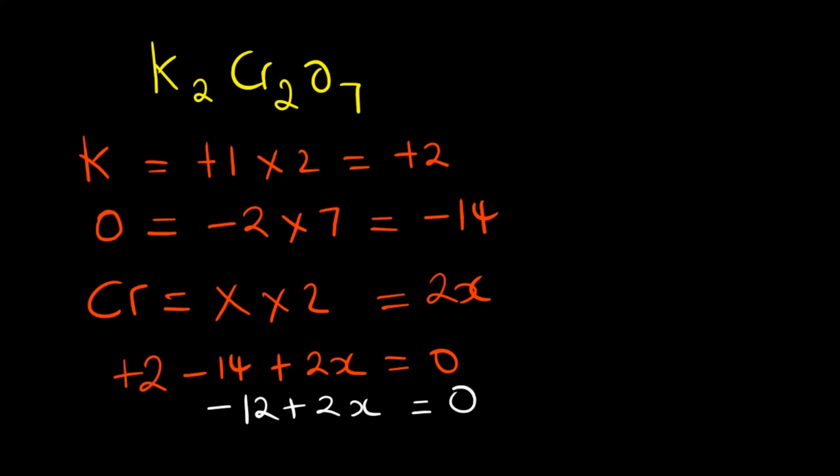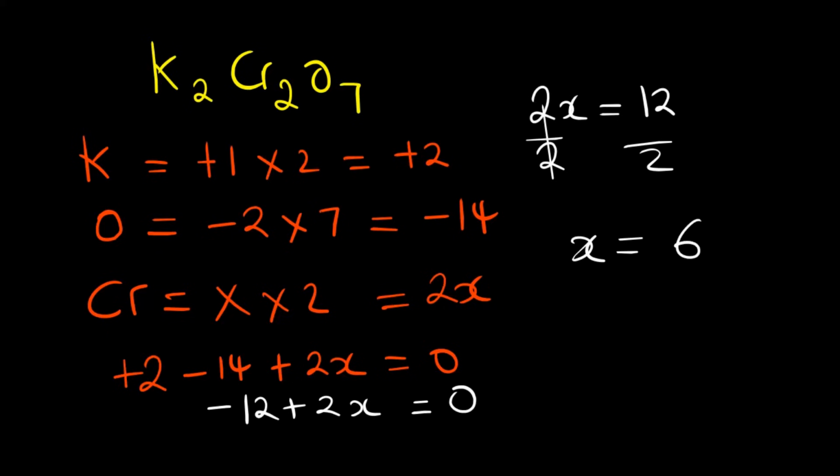When I take the -12 to the other side, I'm going to have 2X equals 12. Then I divide by 2 on both sides. X will just be equal to 12 divided by 2, that is a positive 6. So basically the charge of chromium there is a positive 6. So basically that is how we solve that one. Let's solve another one. Let's say I've got potassium permanganate.